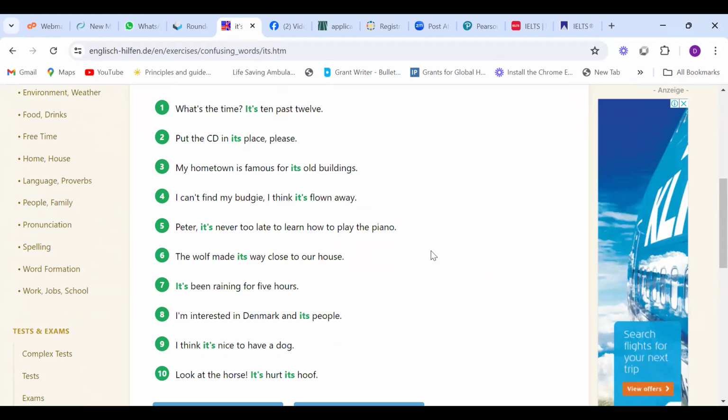What's the time? It's, with the apostrophe S, 10 past 12. Put the CD in its place, please.